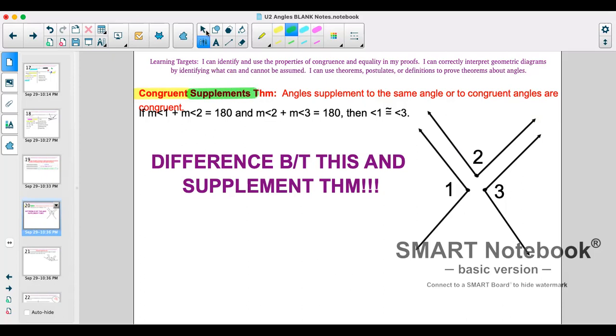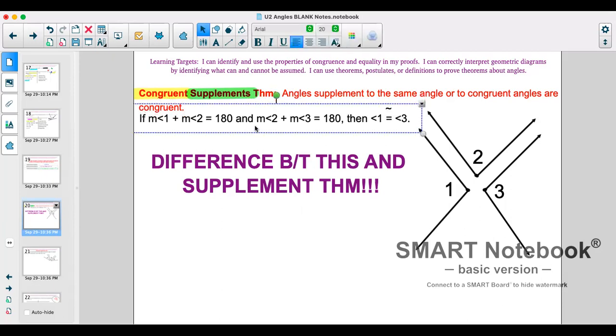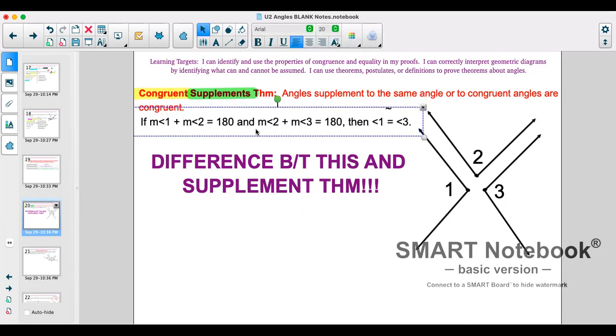Okay, so now I'm going to read the definition or the explanation of this theorem. It is angles that are supplements or supplementary to the same angle, or congruent angles, are congruent. Now, a lot of you probably were following along with me and you thought, what in the world did she just say?